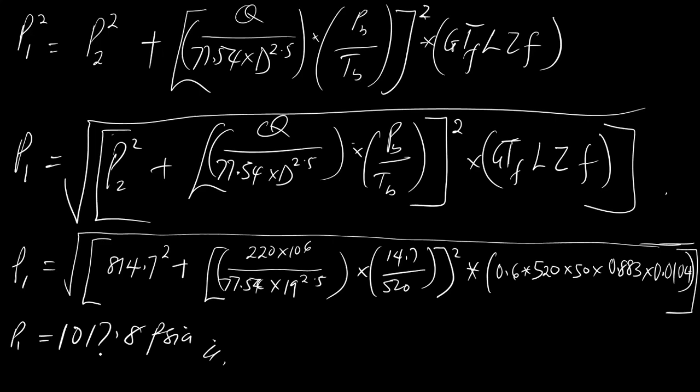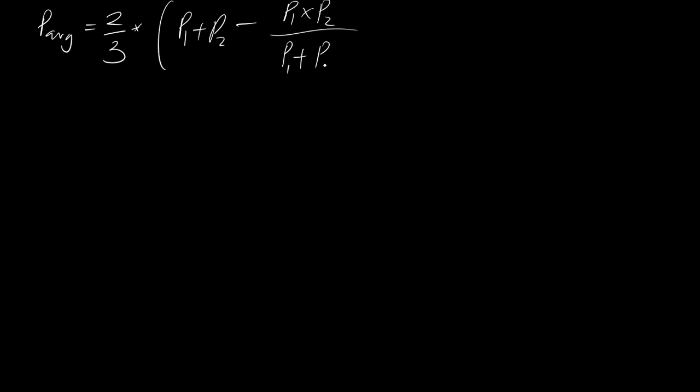Now we need to do some other thing. We assumed the average pressure to be 800. Now what we're going to do is to calculate the actual average pressure based on this pressure we have gotten. The formula for average pressure is 2/3 times P1 plus P2 minus P1 times P2 divided by P1 plus P2. So this is the formula for average.